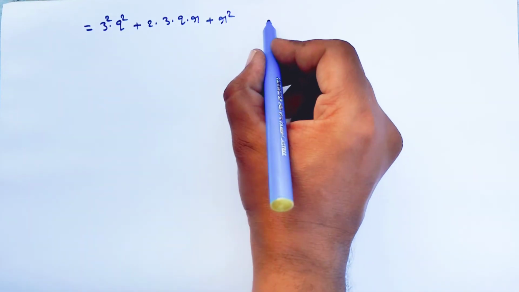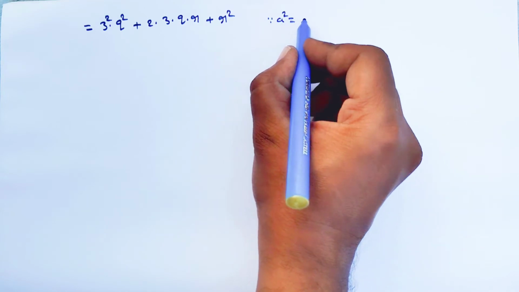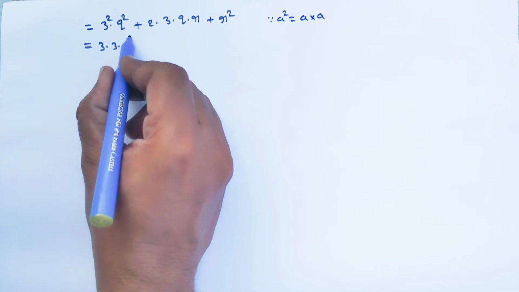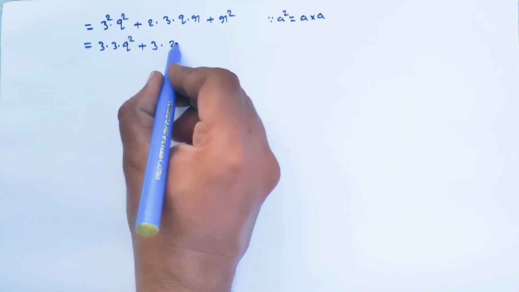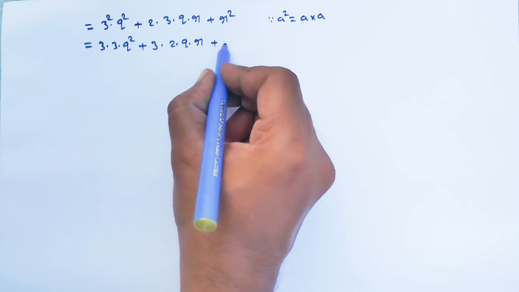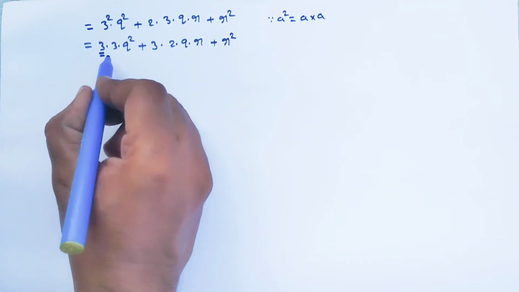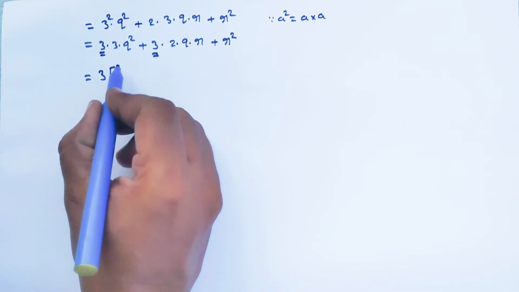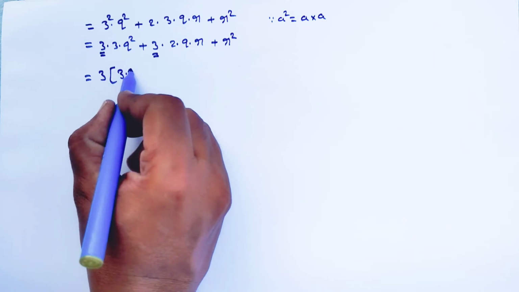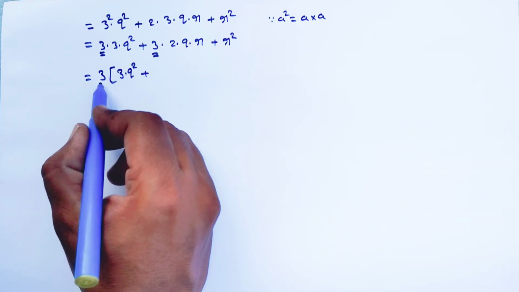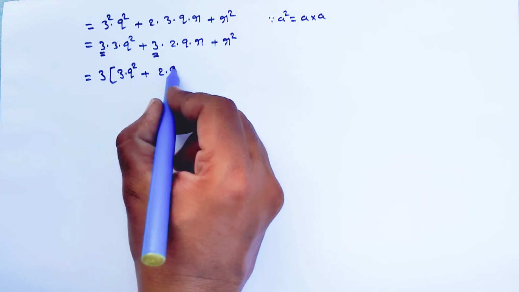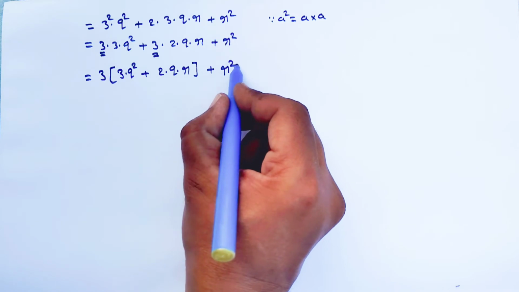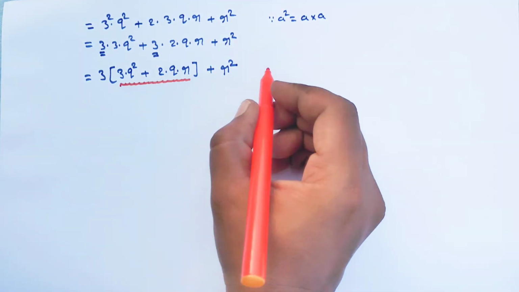Now, 3 square is 3 into 3. So we get 3 into 3 into q square, plus 3 into 2 into q into r, plus r square. We observe that in the first two terms, 3 is common. Taking 3 outside, the remaining terms are 3 into q square plus 2 into q into r, plus r square. So 3q square plus 2qr.